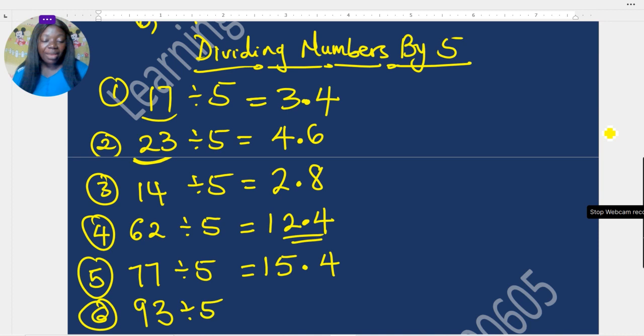Now number 6. 93 divided by 5. Just double 93. That's 186. Then introduce a decimal point before the last digit on the right. The last digit is 6. Before 6, fix your decimal point. So that is 18.6.